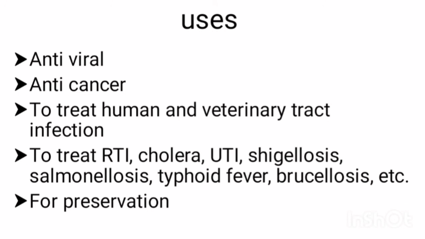Next we can discuss the uses of tetracycline. Tetracycline have antiviral, anti-cancer and antibacterial activity. It is used to treat respiratory tract infection, cholera, urinary tract infection, salmonellosis, shigellosis, typhoid fever, brucellosis, etc. And also it is used in the treatment of human and veterinary diseases. It is used for the preservation of fish, meat and poultry products.